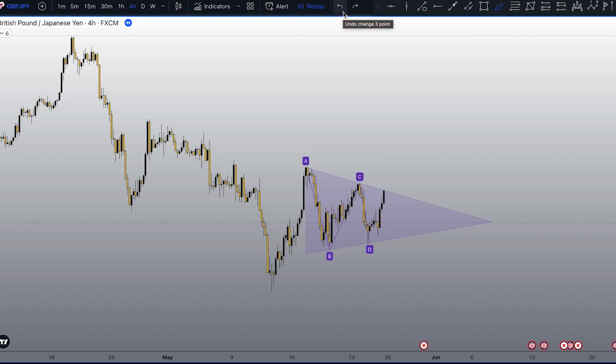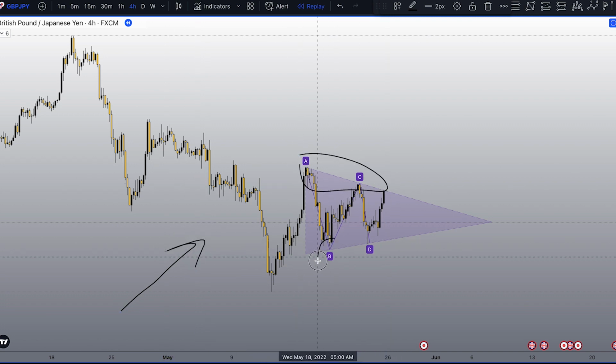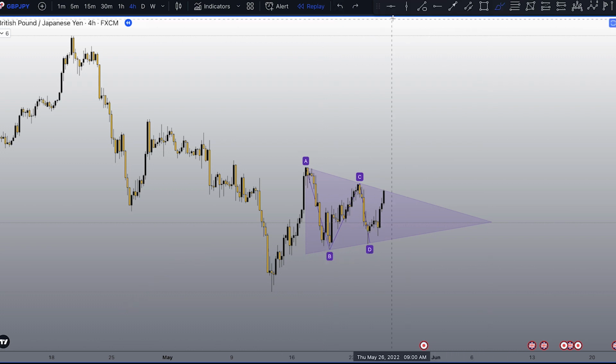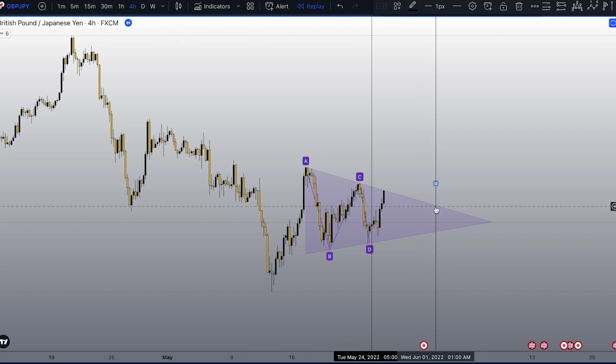The next thing we have to understand about a triangle is that now that we have the overall direction of the market and we have our 4 points, top and bottom, the next thing to do is to understand that when you have a triangle pattern, the breakout has to occur somewhere after a halfway point, and the breakout has to happen before the apex.